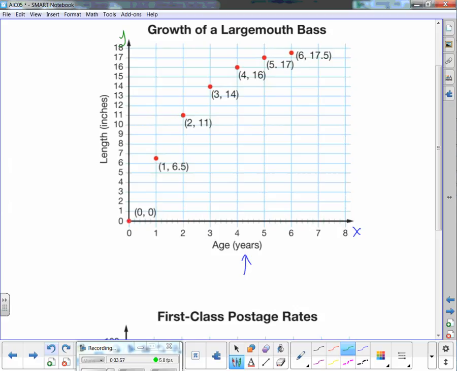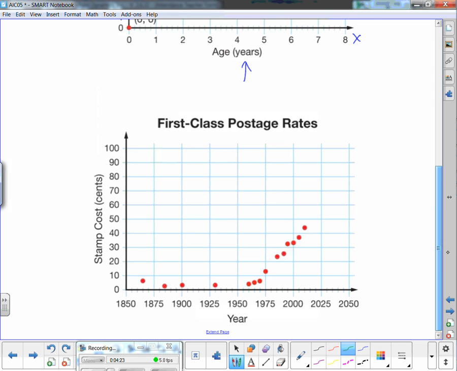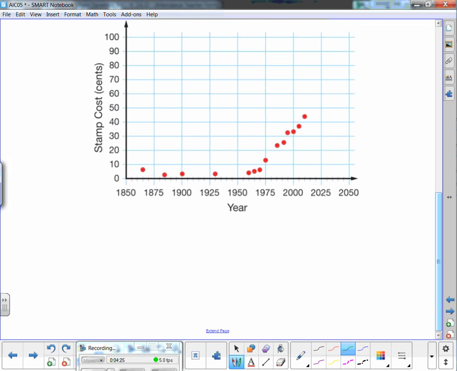And look, the thing grows as a function of time. As time goes on, the fish grows longer. So the length results from the amount of time. So time is the independent variable, determining then the length, the dependent variable. Okay? Any questions on that? Anybody? Any questions? Okay, let's go to the second situation.